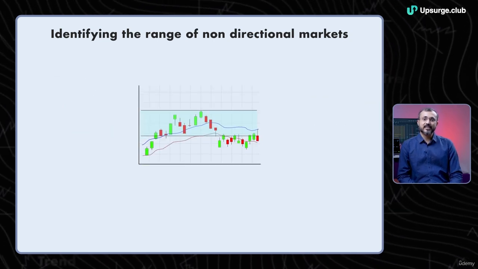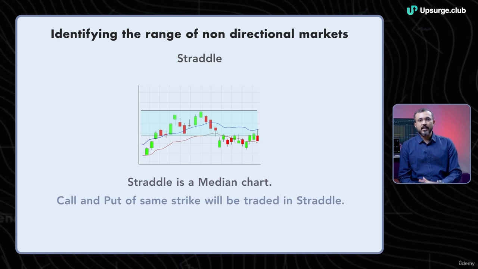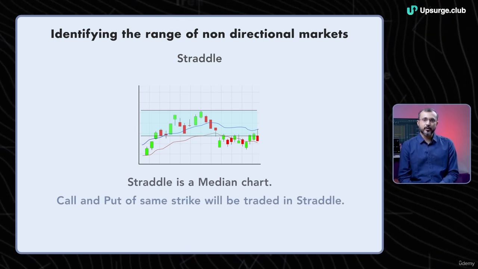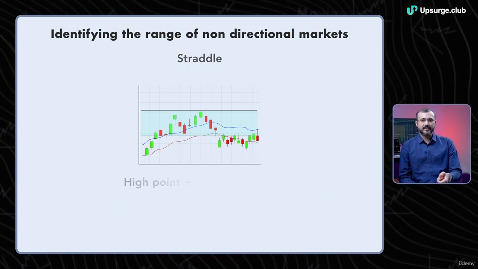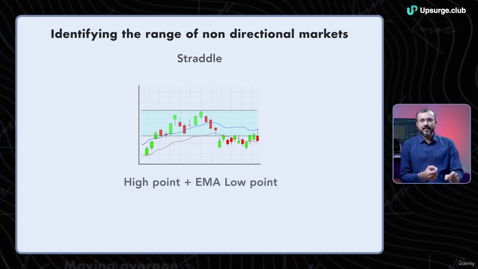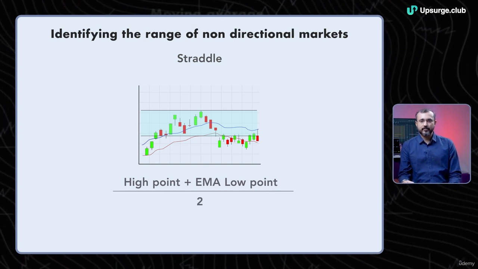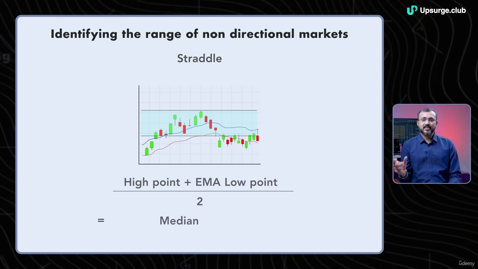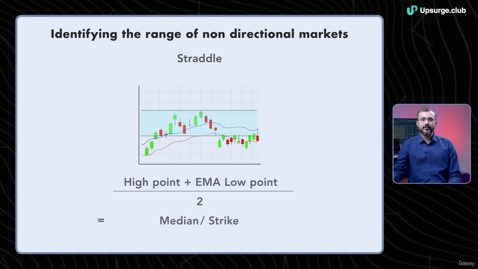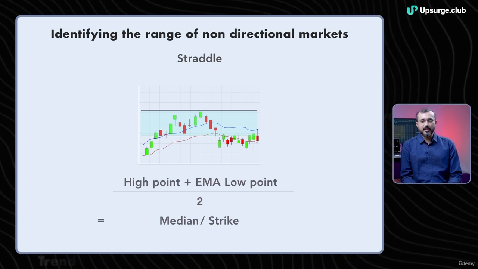But now if you want to trade straddles, straddle is a median trade. Median means you trade call and put of the same strike. To identify that, what we are going to do is, we have to go one step further. We select the high point, which is the highest high of the 3 candles, plus the EMA low channel point. We add that and divide it by 2. So we get a median value. That median value is the strike. We round it off to nearest 50 or nearest 100, depending where the median value is coming.